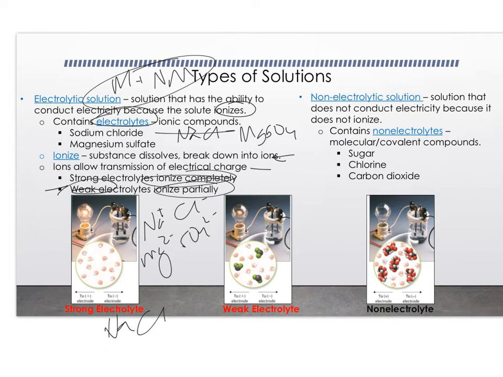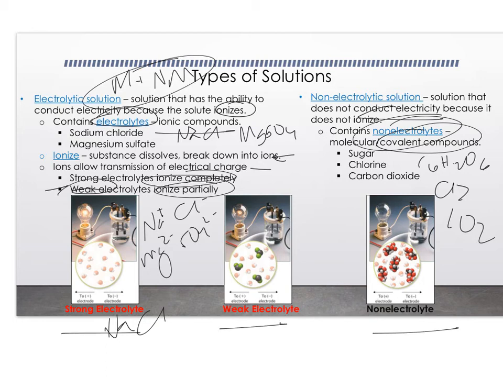And then your non-electrolytic solutions do not conduct electricity because they do not ionize in water. So these are going to be like your molecular or covalent compounds. For example, if you have sugar, there's no metal in this compound. There's no metal in chlorine or carbon dioxide. They're all covalent or molecular compounds. They're non-electrolytes, and they will form a non-electrolytic solution. So if you compare strong versus weak versus a non-electrolyte, strong ones are able to conduct electricity. Weak ones only partially conduct.